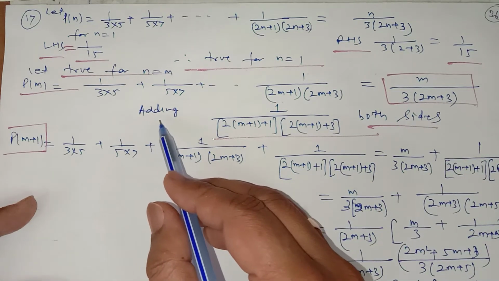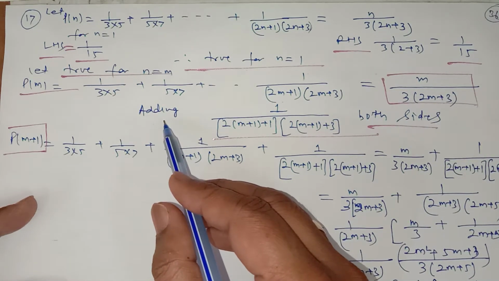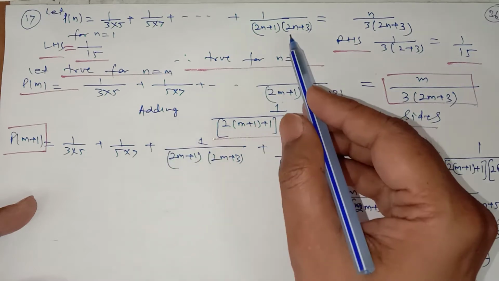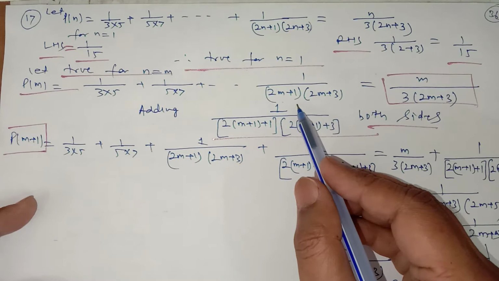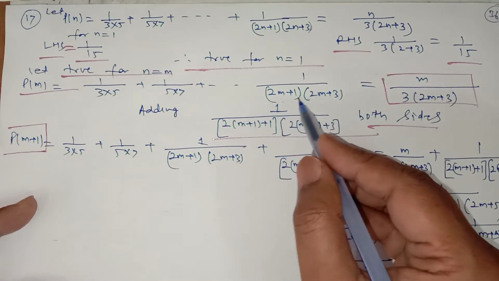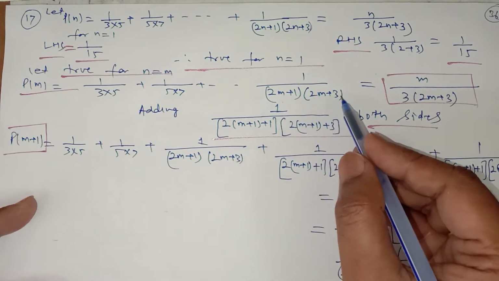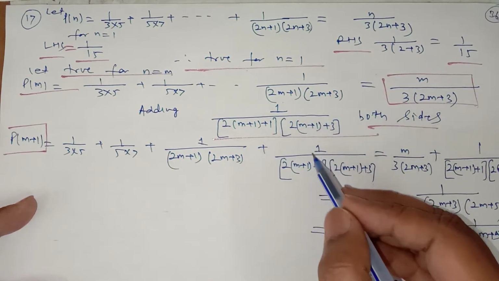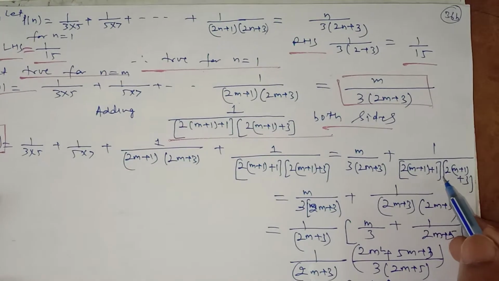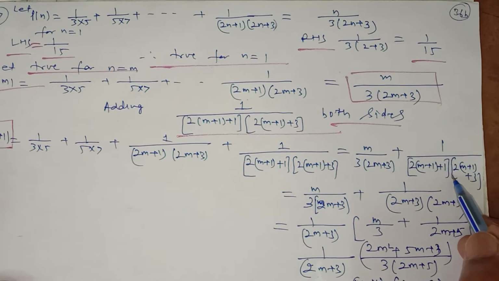Now to prove that it is true for n equal to m plus 1, you have to add the next term of this to the left hand side as well as the right hand side. So what will be the next term of this? It will be 1 upon (2m + 1 + 1) into (2m + 1 + 3). This is the next term. You have to add this to the left hand side as well as the right hand side, and you have to prove it.